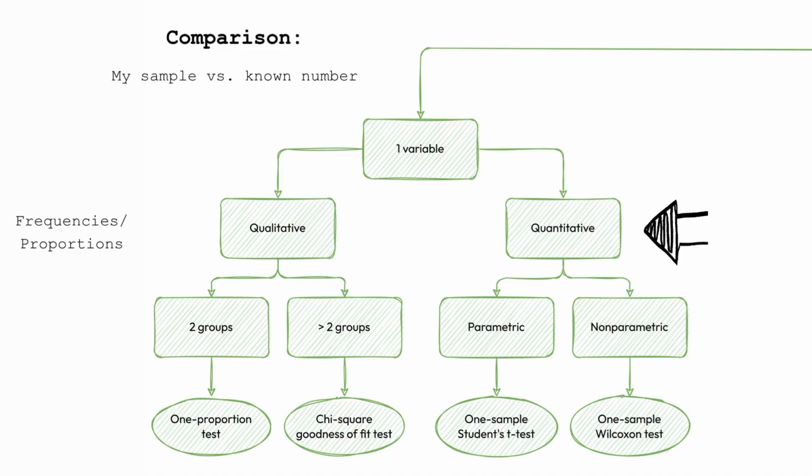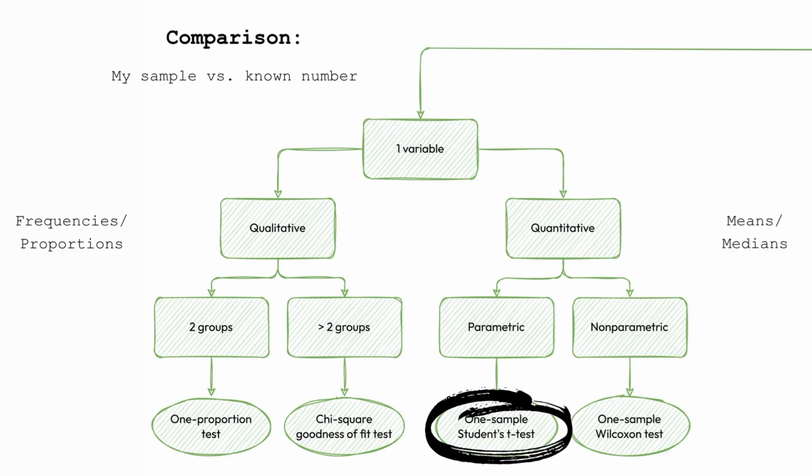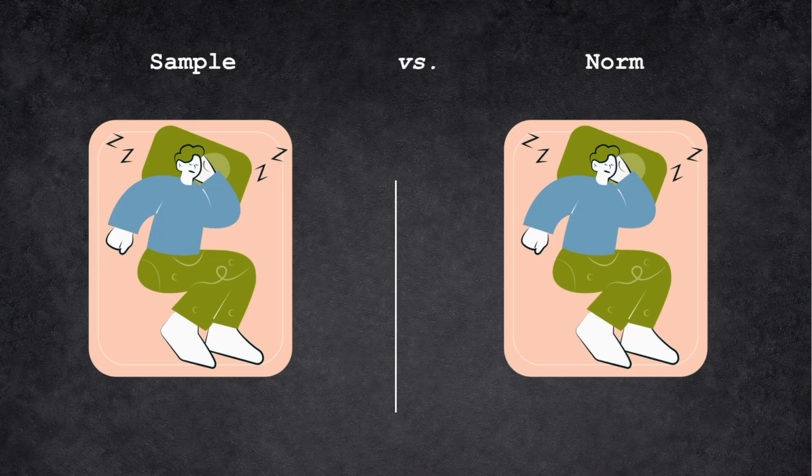For one continuous variable, you're comparing your sample mean to a known or hypothesized population mean in parametric tests, or to a statistic like the median in non-parametric tests. For example, you might measure average IQ in a group and run a one-sample t-test to see if it differs from the population norm of 100. Or test sleep duration in a sample of undergrads and see if it differs from the recommended 8 hours.